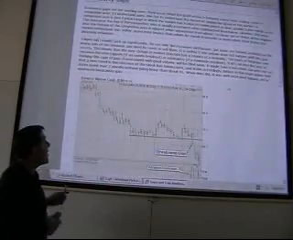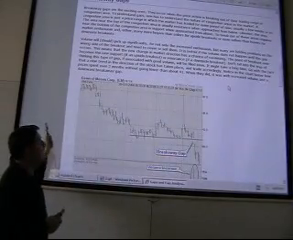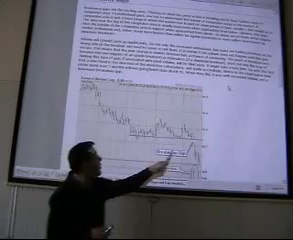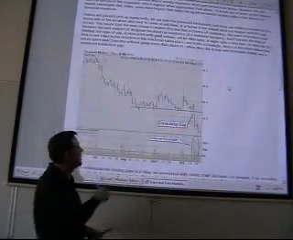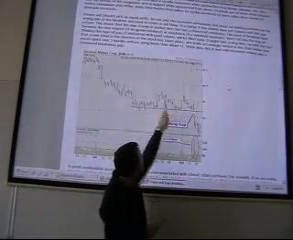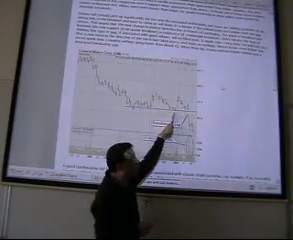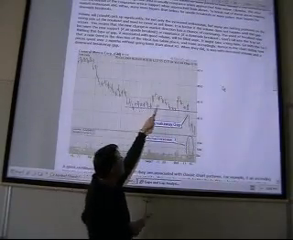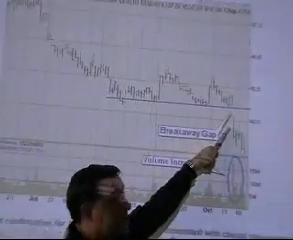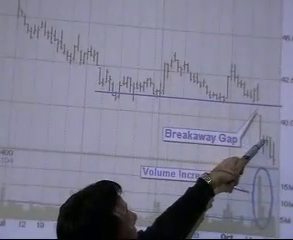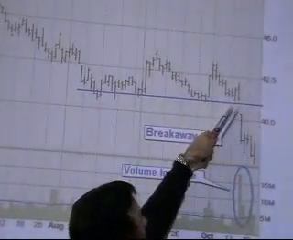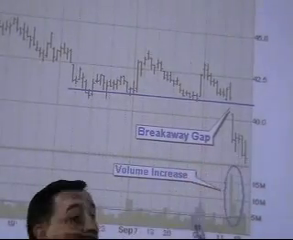Alright, so one classical example of a gap is a breakaway gap. Let's scroll just a little bit more. On a breakaway gap, you see that you have certain support levels over here, and suddenly it breaks down, and then there is no filling whatsoever, but it continues.